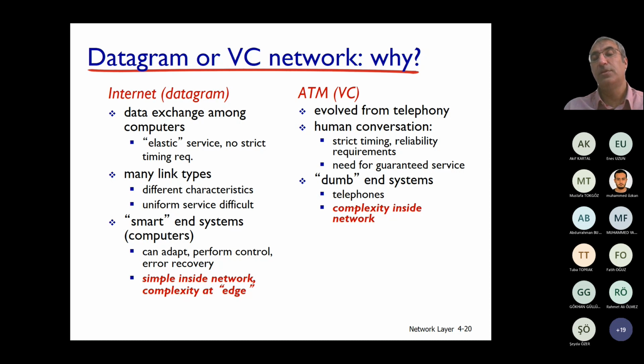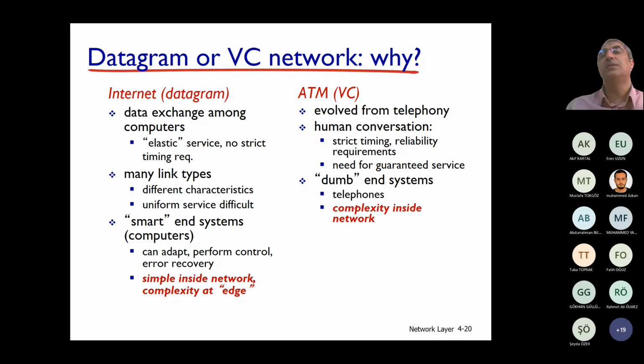Let's look at the virtual circuit architecture, which is utilized in ATM technology, and it evolved from the landline telephony that we used in the past at our home and at the office, and still are using. That was developed based on human conversation. That's why when you talk over this virtual circuit, it provides some guaranteed services, including strict timing and reliability. So that's why it has guaranteed service.